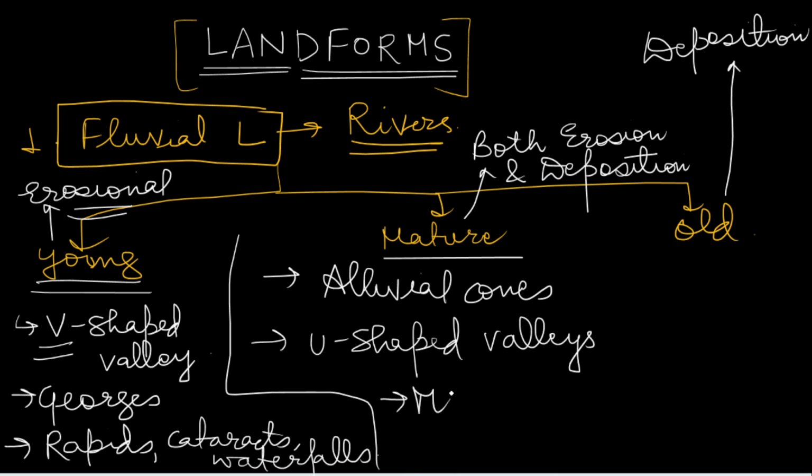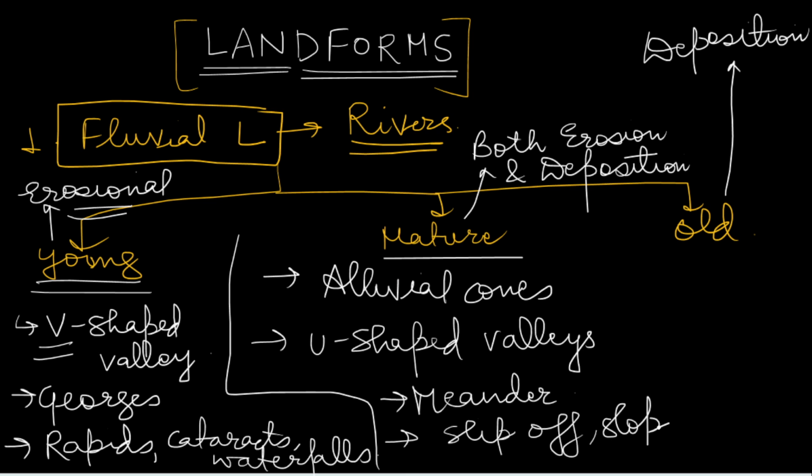Meanders are formed. Okay, rivers meander in this phase only. Then they also form slip slope, slip off slope, and river cliff. So all these are formed in mature phase of the river.